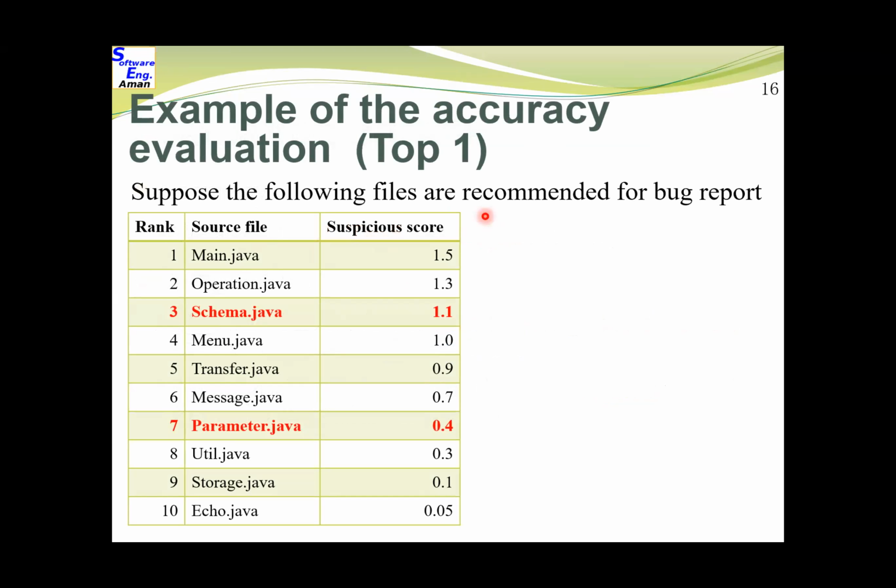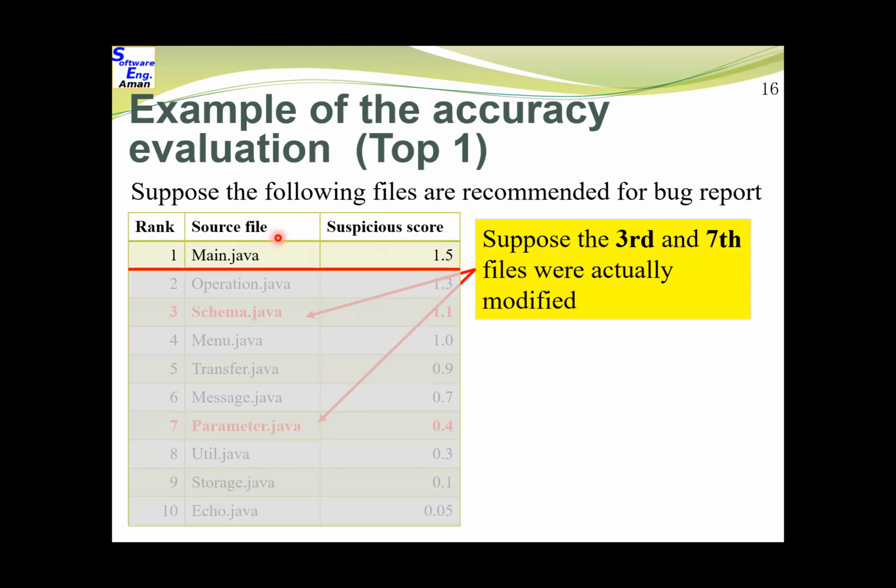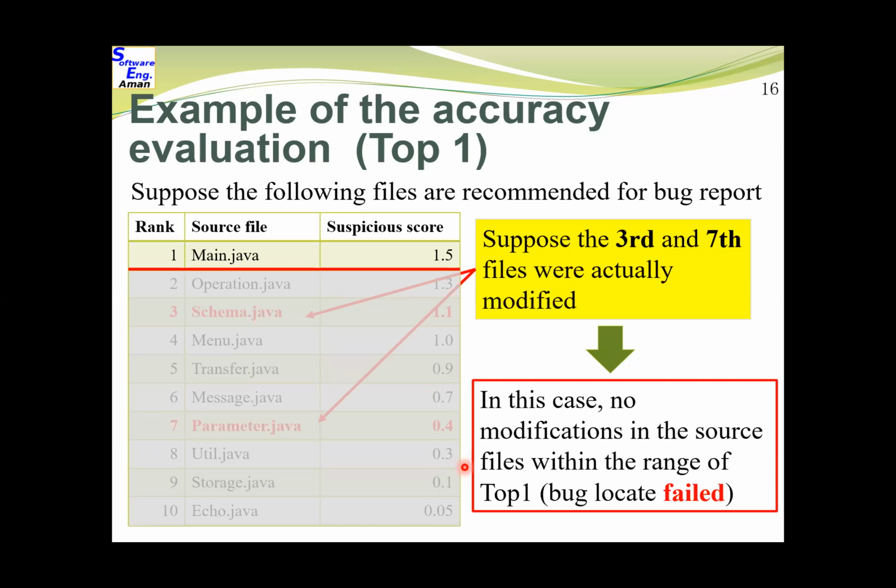So now I will explain examples of the accuracy evaluation. In the case of top 1, suppose the following files are recommended for a bug report, and the third and seventh files are actually modified. In the case of top 1, we look at rank 1. In this case, there are no modifications in the source files within the range of top 1. It means bug localization failed.